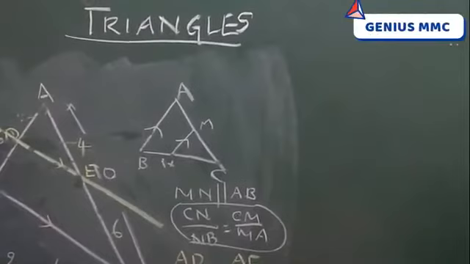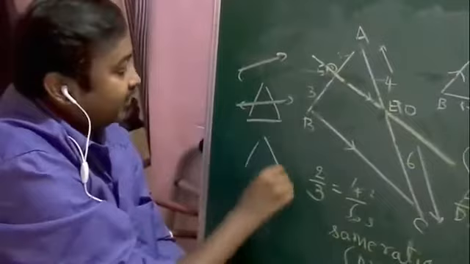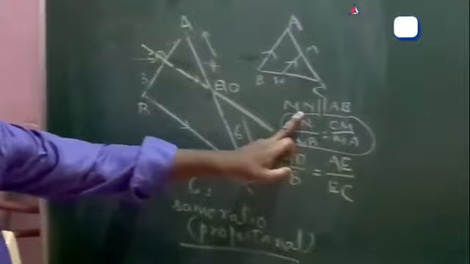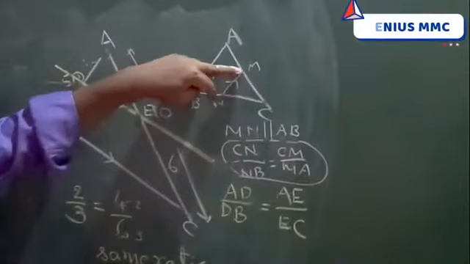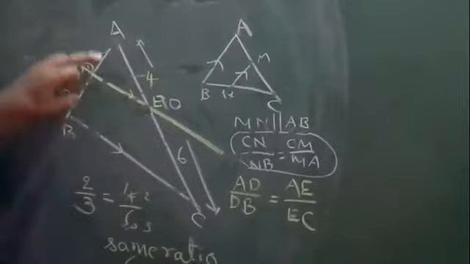proportional. So, once again, I will repeat the statement. By writing the diagram, you remember. First, you write a straight line, a triangle, one side, two distinct points, and it divides. Now we'll tell. If a line is drawn parallel to one side of a triangle and intersects the other two sides at distinct points, then the line divides the other two sides in the same ratio. That is called proportion. I'll write it once again.